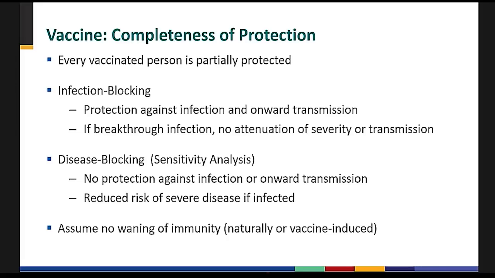Because the above is an important assumption, we also assumed that the vaccine was only disease blocking in a sensitivity analysis. This means that there is no protection against infection or onward transmission for those vaccinated, and the benefit they receive from the vaccine is a reduced risk of severe disease if infected. The only benefits of the vaccine in this sensitivity analysis are among those directly vaccinated. For all scenarios, we assumed no waning of either naturally or vaccine-acquired immunity.